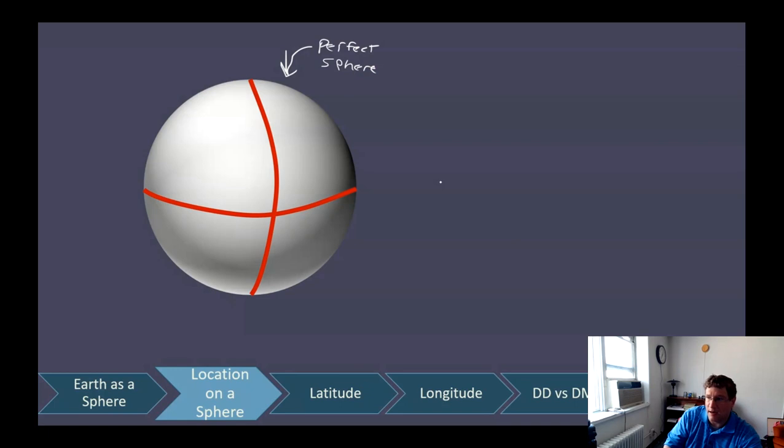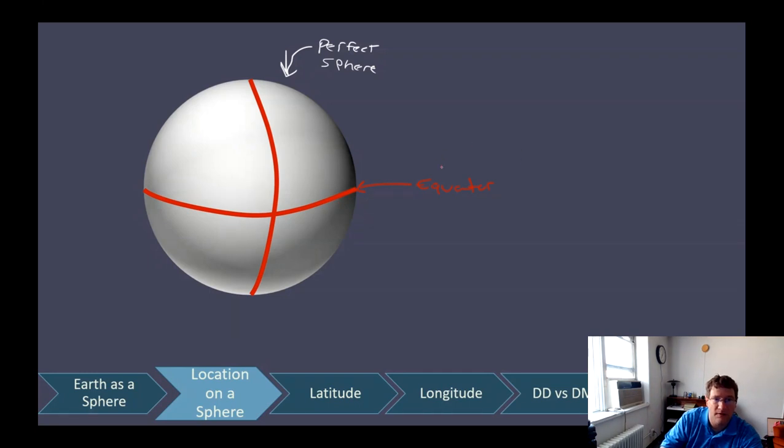We can divide the Earth, or in this case, our perfect sphere representation of the Earth, into pieces. What you'll notice here is that we have this line going through the center. We call this line the equator, and what the equator does is divide the Earth in half, through the middle.